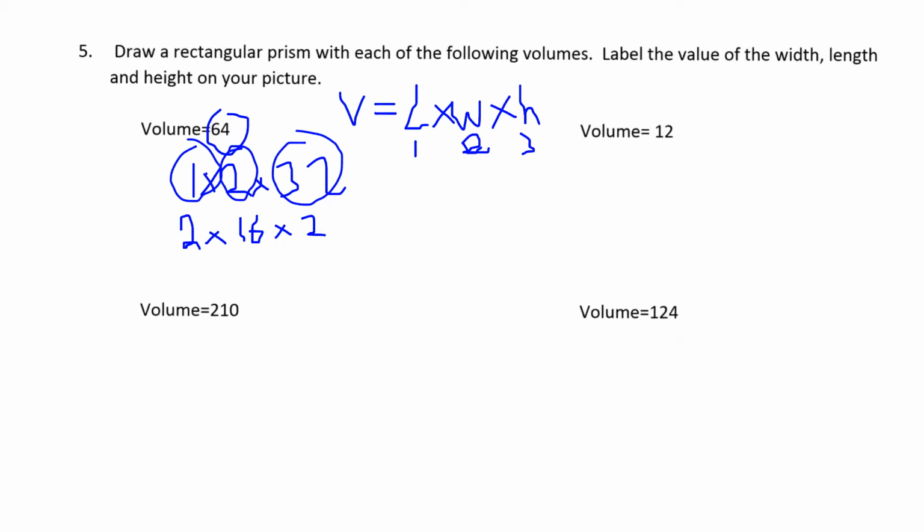So whatever you drew, as long as the numbers that you drew multiplied to a volume of 64 for that problem, you're going to get it right. So what I'm going to do is erase that. I'm going to show you one example that I drew.